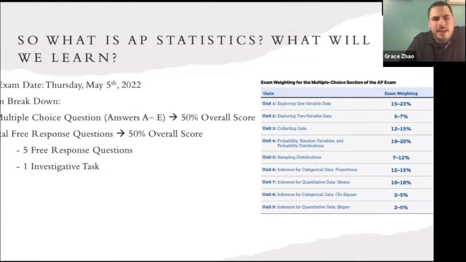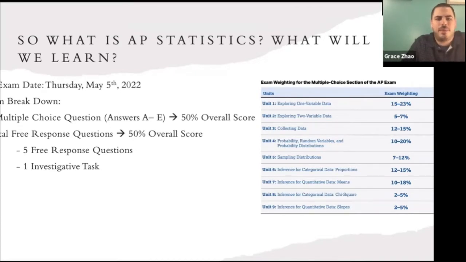So the AP exam date is Thursday, May 5th, 2022, which is a weird date because every year that I've been teaching statistics for 10 years now, it's been the last either Thursday or Friday in the second week. So I don't know why they changed it to the first week. I'm happy it's the first week. It's fine. But I think that's an interesting move that College Board made.